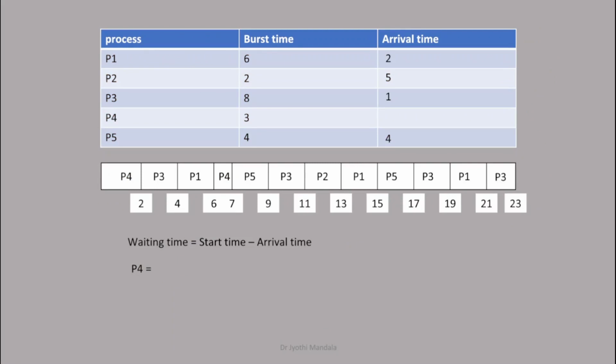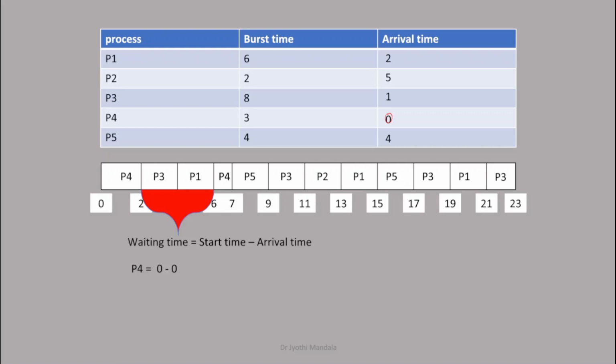How to calculate the waiting time? You already know the formula for the waiting time. Waiting time is nothing but start time minus arrival time. Okay. Now you can see P4. Let us calculate for P4 first. What is the start time for P4? It is 0 seconds, right? This is 0 seconds, and then the arrival time for P4 is also 0 here, right? So P4 is 0 minus 0.